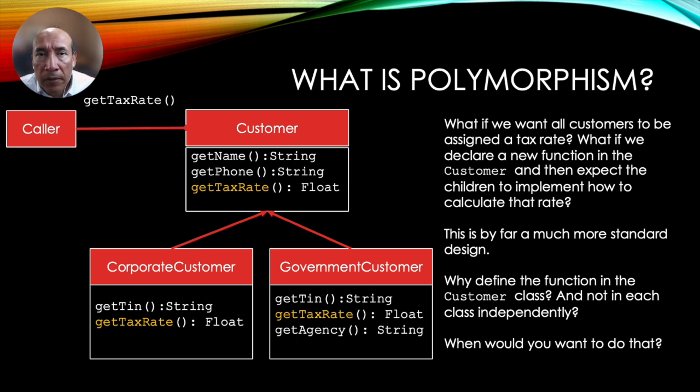That's the "is a" relationship. Our corporate customer is a customer. Our government customer is a customer. And they both have tax rates. I can ask them for their tax rate.